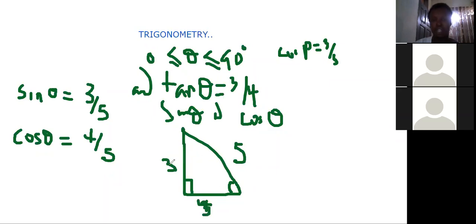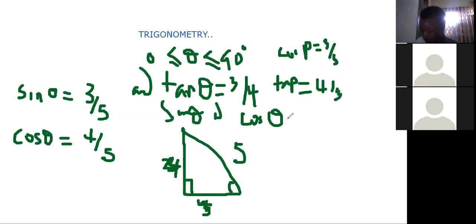What are you getting for the opposite? I'm getting 4 for the opposite. So here will be 4. The question says we should find tan p over cos p. Our tan here is what? Tan is opposite over adjacent, which is 4 over 3.